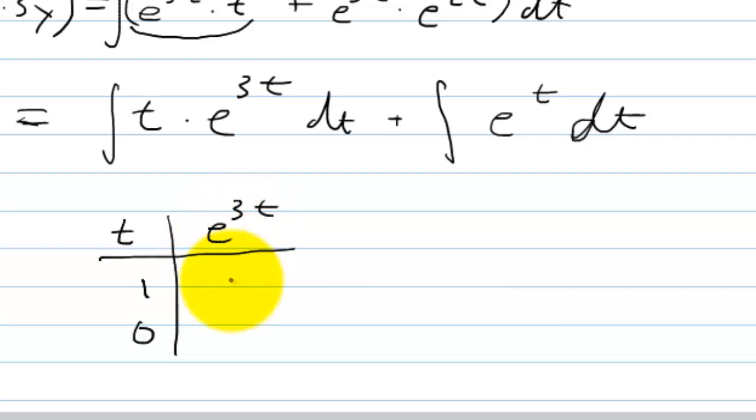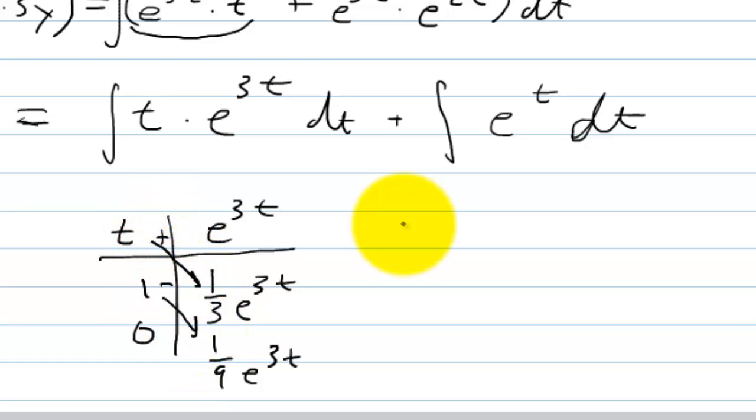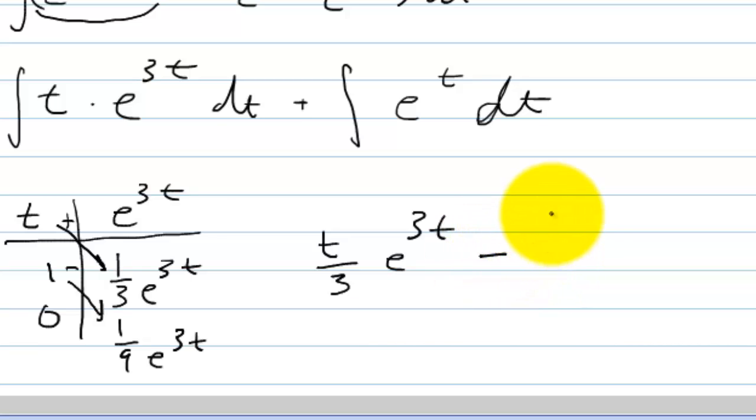If you integrate e to the 3t, you're going to get 1/3 e to the 3t. If you integrate again, you're going to get 1/9 e to the 3t. And so now we're going to multiply that across. It's going to be a plus and a minus. So that's going to be equal to t divided by 3 e to the 3t minus 1/9 e to the 3t. Okay, so this will take care of this part.